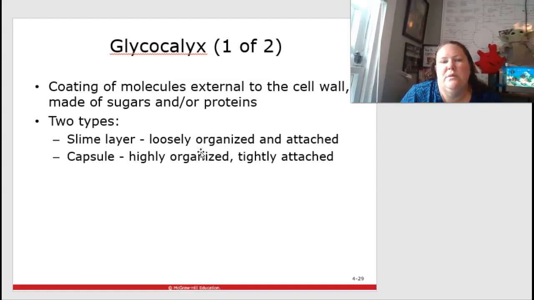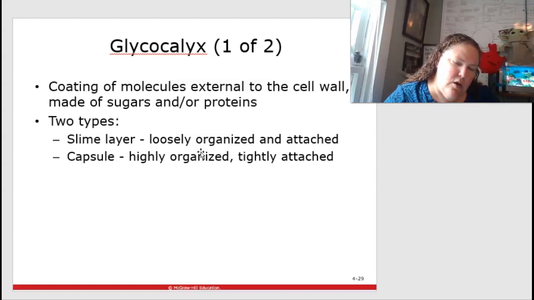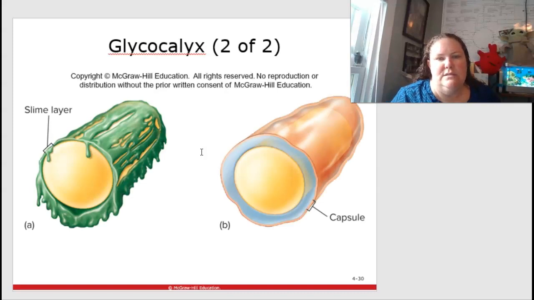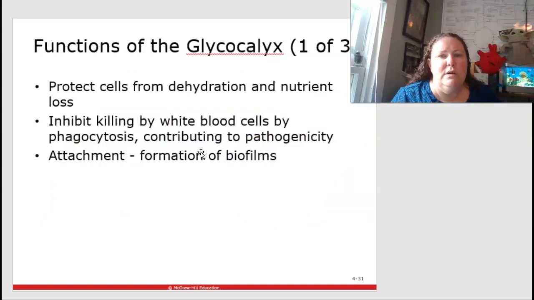Glycocalyx is where we have a coating of molecules external to a cell wall, and they're made of sugars or proteins. There are two different types: a slime layer or a capsule. The slime layer would be loosely organized or attached, and the capsule would be a highly organized, tightly attached type. So here's where it looks like the slime layer, that literally looks like slime, or we can have the capsule.